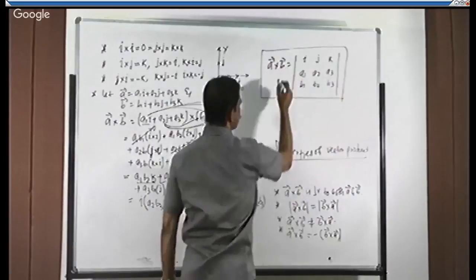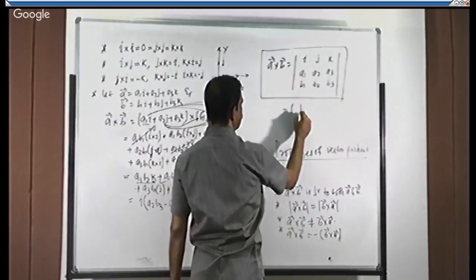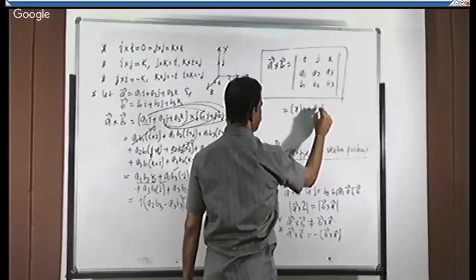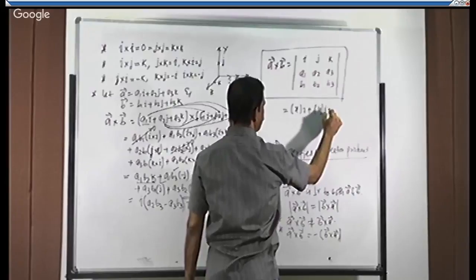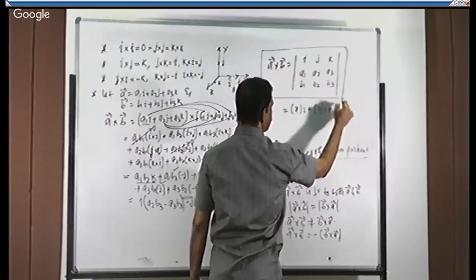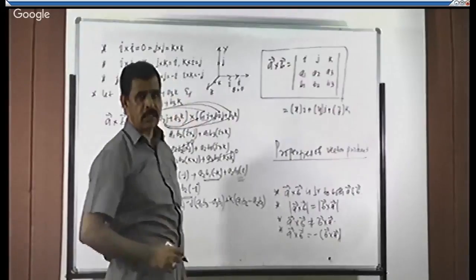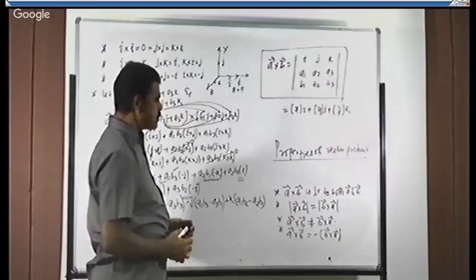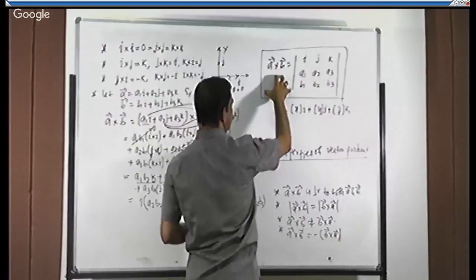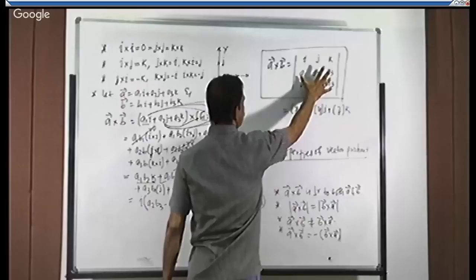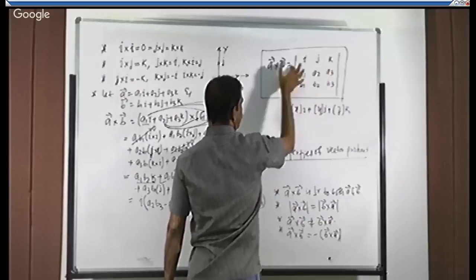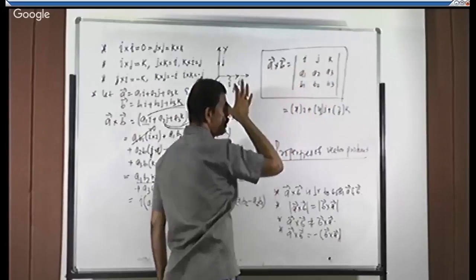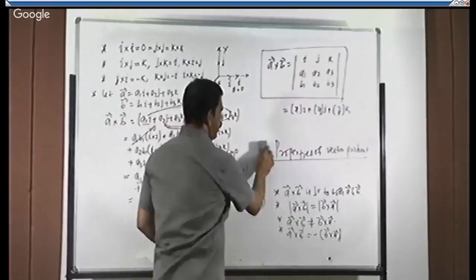Okay. After expansion of this, you are always getting some constant into I plus some constant into J plus some constant into K. This will be the end answer or resultant of A cross B. Just remember this formula. A cross B is what? I, J, K first row, A1, A2, A3 constants of the first vector, B1, B2, B3 third row, constants of the second vector. Right?